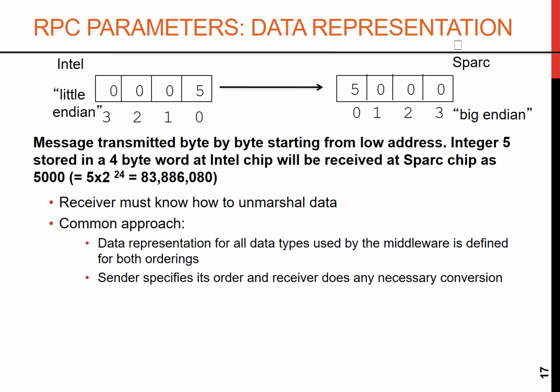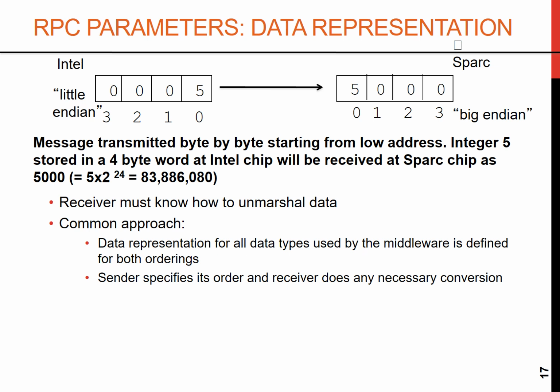This represents a communication challenge. When data is transmitted from an Intel machine to a Sparc machine, the different byte orders mean that the Sparc system can misinterpret the number 5. Instead of seeing it as a 5, it might interpret it as 83 million, sorry, 83,886,080, a completely different value than 5, obviously.